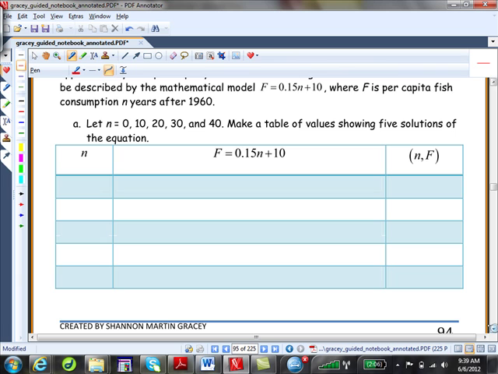So now instead of having an x, y situation, we have an n, f situation. We'll let n take on these values: 0, 10, 20, 30, and 40. And then we'll solve for f. So f in the first case would be 0.15 times 0 plus 10. Do you see that f would equal 10? So we would have the ordered pair 0, 10.